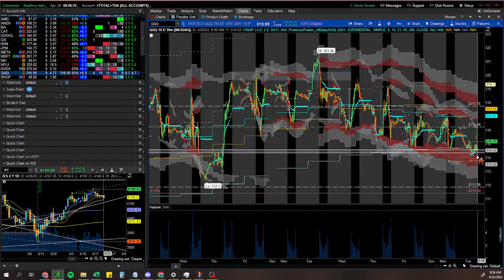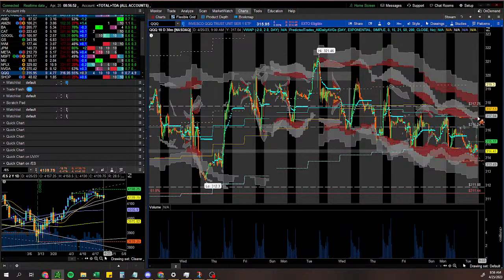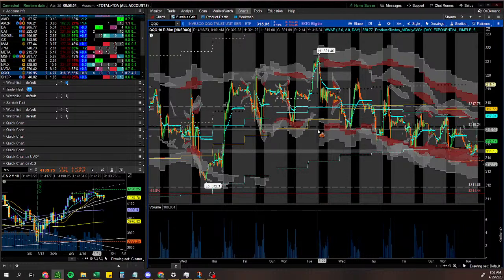If we do get down, looking for that to try to hold. If it gives out, then it's down to 313, 312, 311.5. But if we can hold up here and start to push, it's a play back up to 315, 316.25, and back up to the daily 8 at 317, daily 15, 317.5.